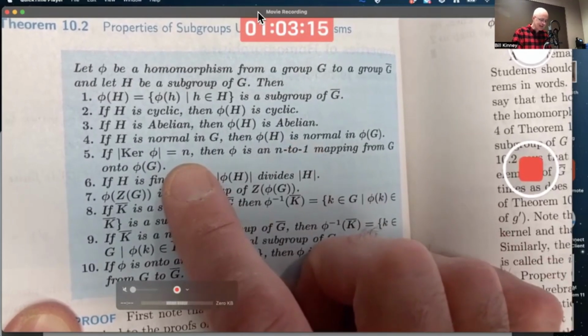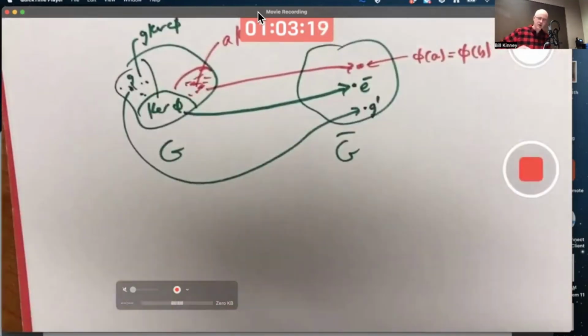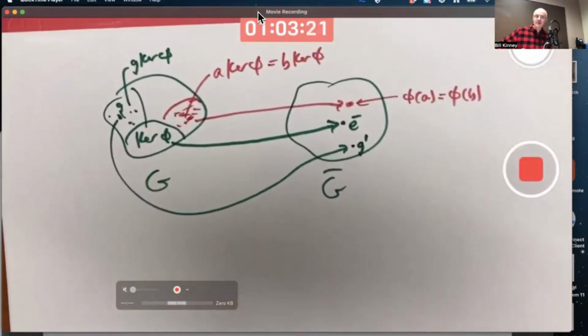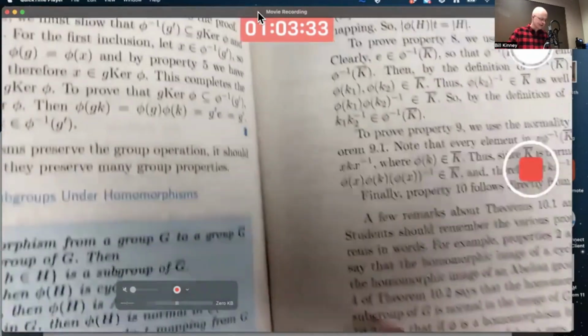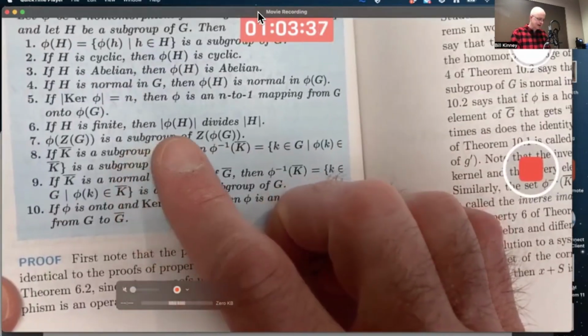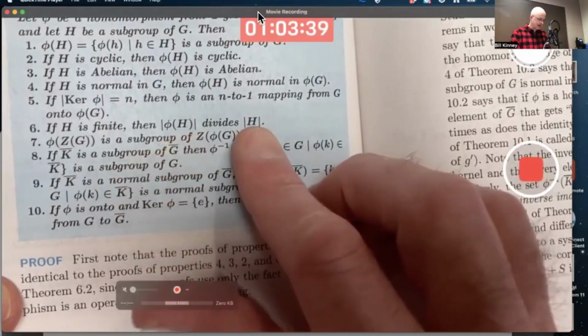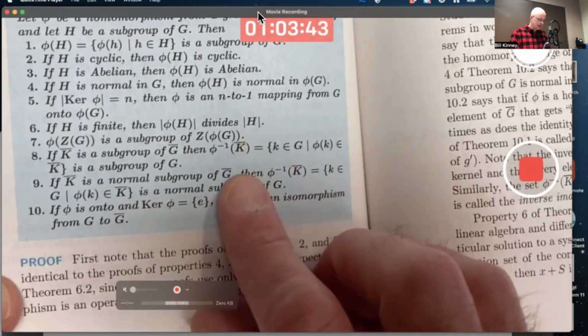If the kernel has n elements, then it's an n-to-1 mapping. Effectively, what I just showed you with this picture is a visual demonstration of that fact. Just imagine the kernel to have n elements in it. Remember, distinct cosets have the same number of elements. If H is finite, then the order of the image divides the order of the original H. Let's jump ahead.